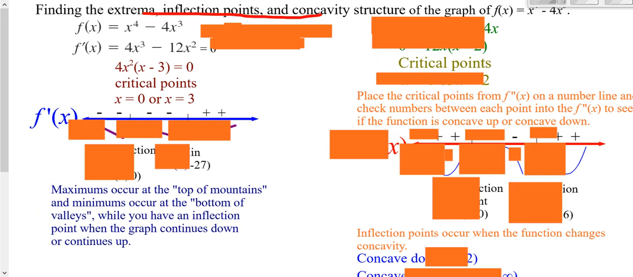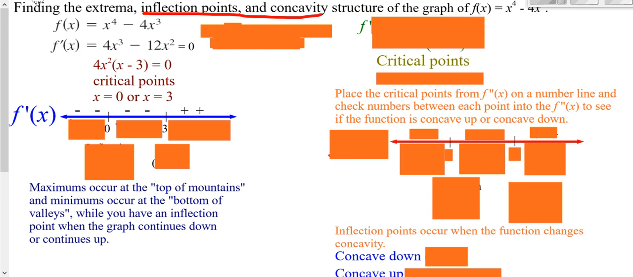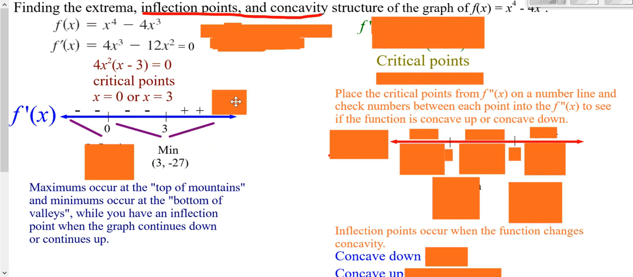So, if your first derivative is negative, that means your graph is going down. So it's decreasing, going down. Here, it's negative again, so it's still going down. Here, your first derivative is positive, so it's going up. Whenever you have the bottom of a valley, then we know that that is a minimum. So we have a minimum when x is 3.